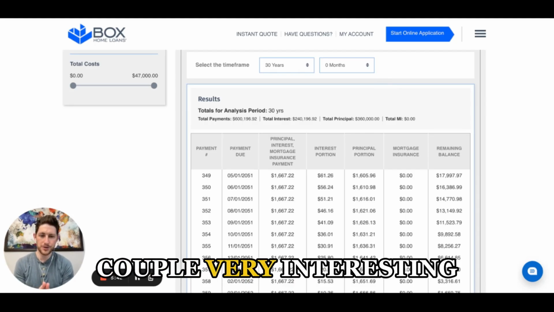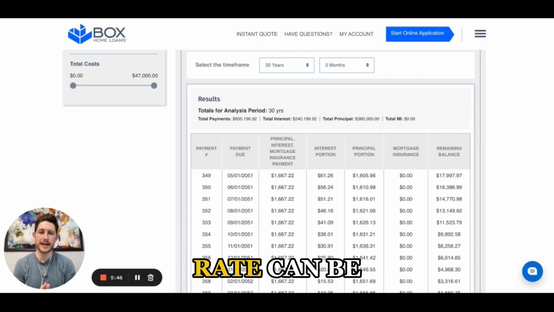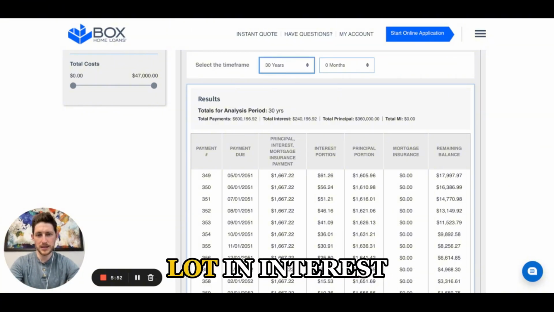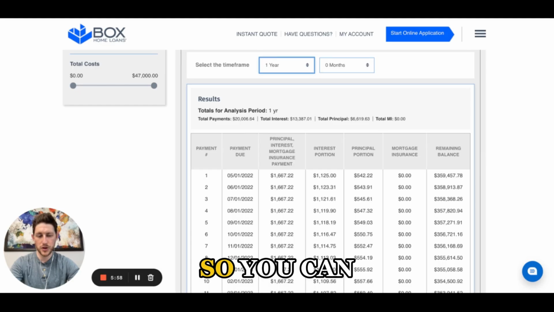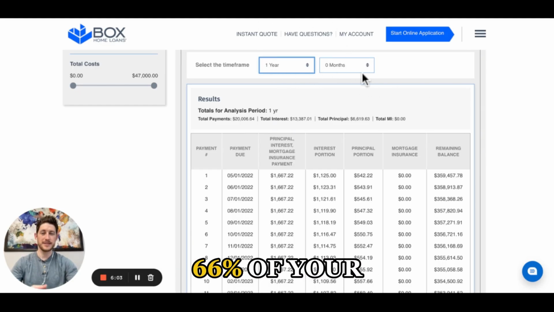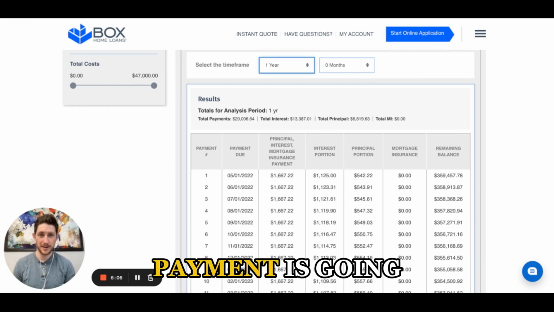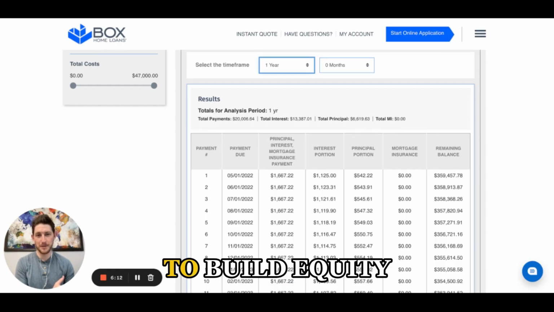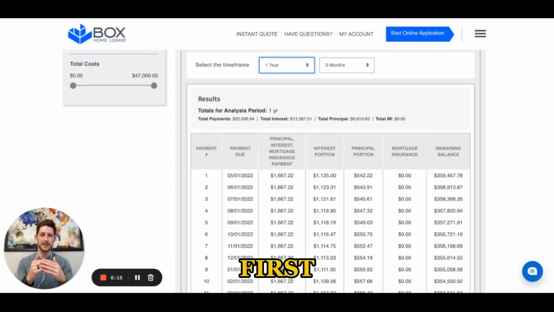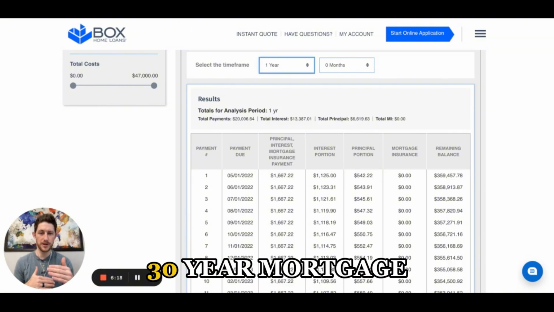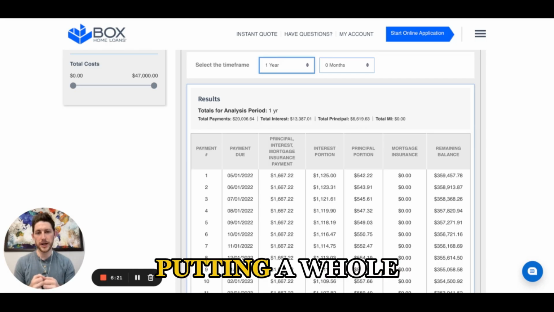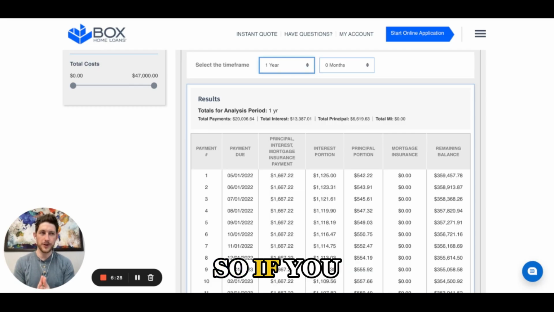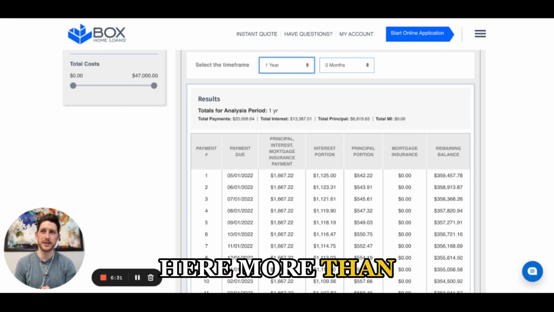A couple very interesting observations here. Though the interest rate can be low, because interest is front-loaded, you're paying a lot in interest in the beginning years. You can see here in just year one, 66% of your payment is going to interest, and only 33 or 34% is actually going to build equity in your home. So in the first 7 to 10 years of a 30-year mortgage, you're not really adding to the equity of your home a whole lot. So if you are looking to buy a home and you're saying, I don't know if we'll be here more than 2 or 3 years.